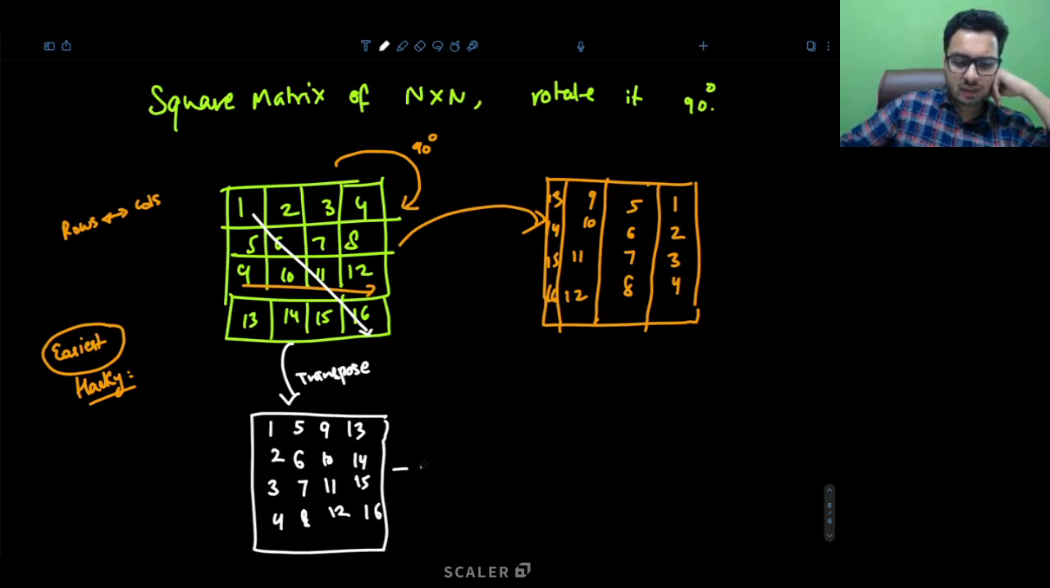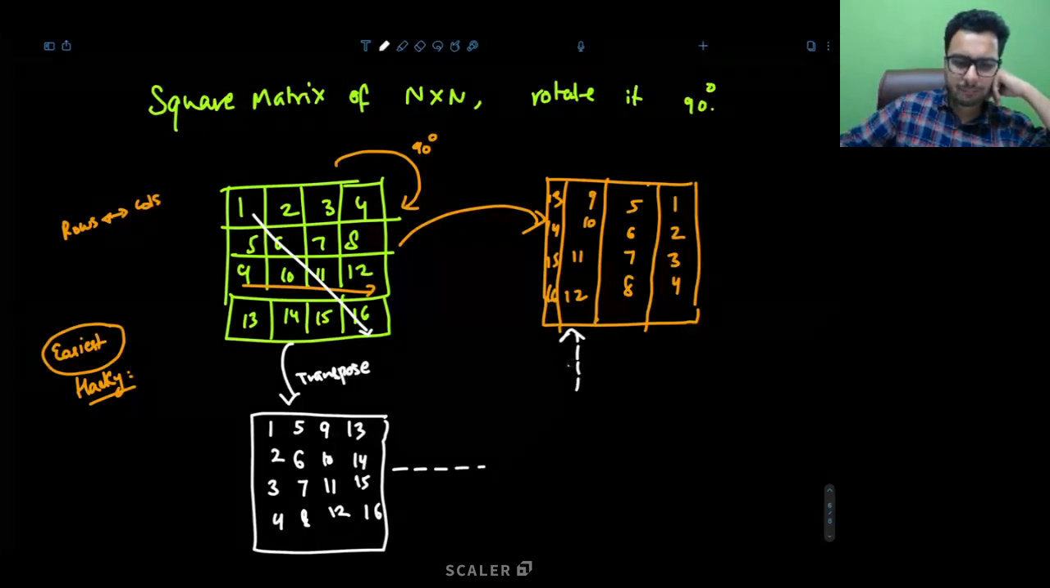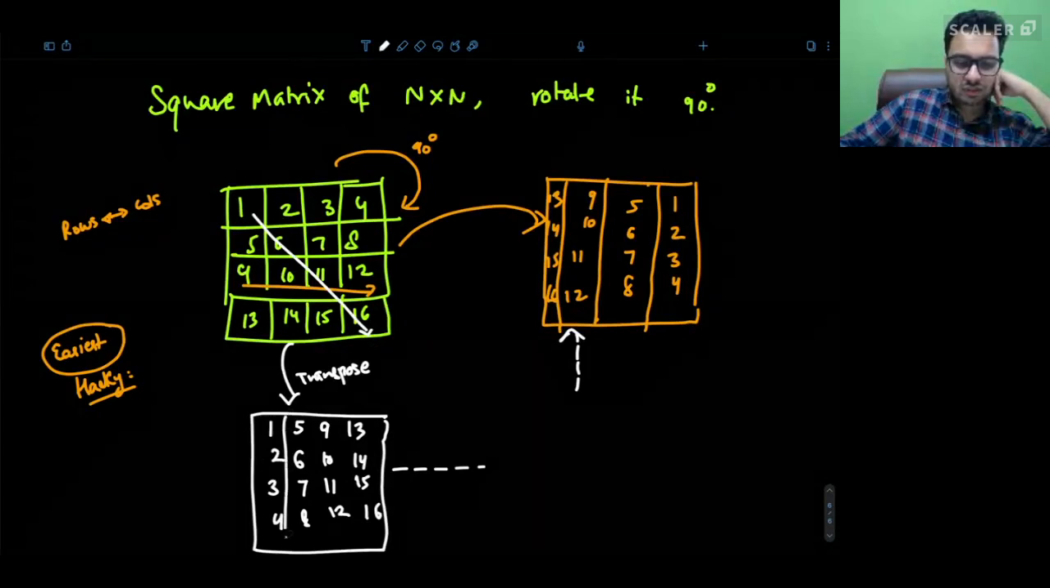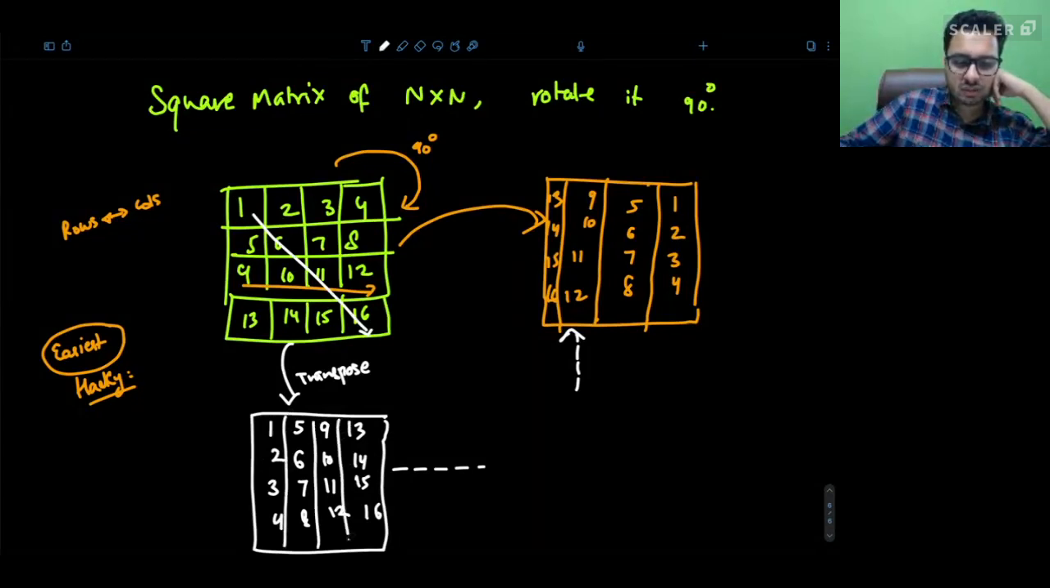Can you relate how this array is related with this array? We have to do one more operation. See, this is the first column, this is the second column, this is the third column, and the fourth column. So now this column is actually here. This column is actually here. This column is actually here. And this column is actually here. So that means if the columns are 1, 2, 3, 4, then they are written like this: 1, 2, 3, 4. Mirror image. Absolutely correct.